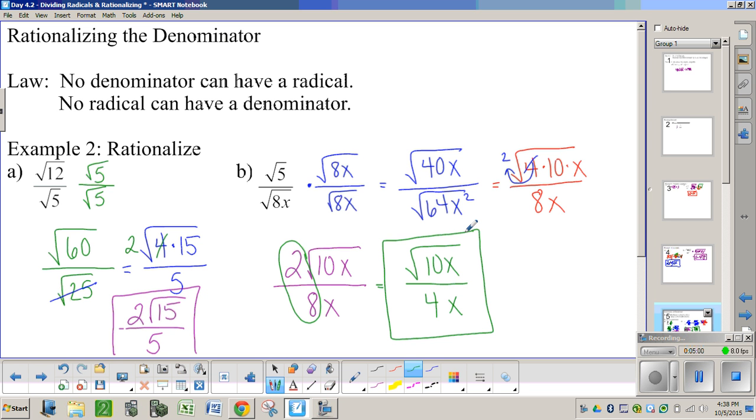Right, notice I didn't reduce the 10 and the 4. I didn't reduce the x's. That 10x is inside that radical. I cannot reduce with that denominator. That radical has to stay the square root of 10x.